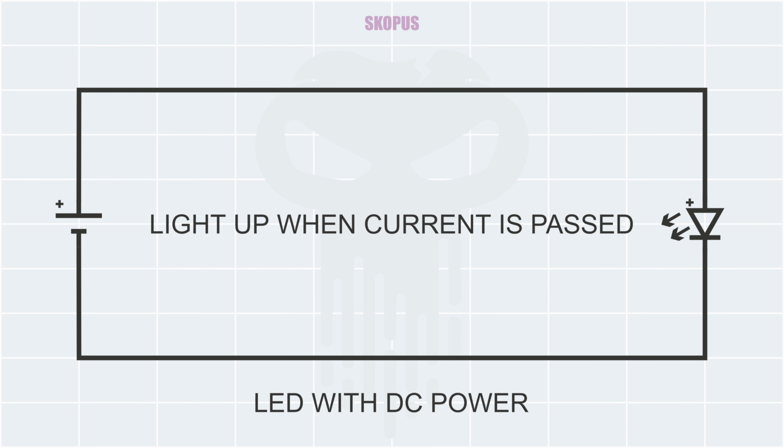Next up, we got LEDs, or light emitting diodes. These are fascinating components that, if we pass electricity through them, will light up and convert the electrical energy into photons, or a light source.